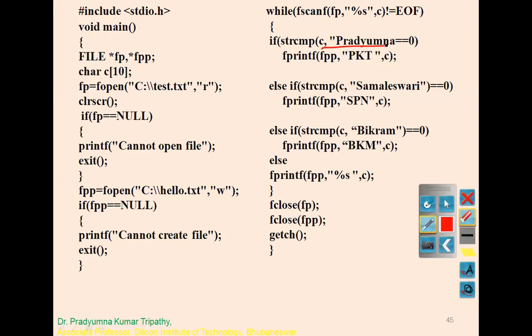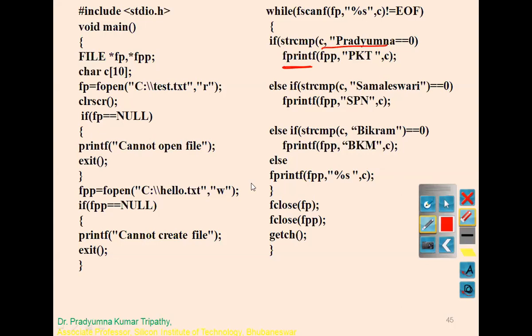If it matches, strcmp returns what? It returns 0 if it matches. If it doesn't match, it returns the difference of the first differing characters. So if it is 0, I change it, because I have written fprintf, correct? Therefore, to the file it will write PKT, not the original word. Similarly for the other cases. So these programs you will practice on your own, correct?